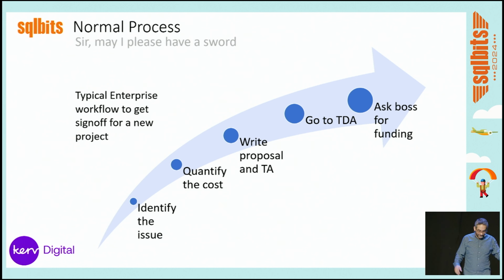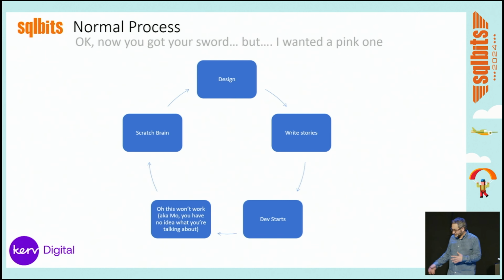We'd go for it. However, reaching that isn't the end of the story. We'd then start the normal development lifecycle, starting with design, writing some stories on ADO or whichever tool we're using at the time. Developers start. They usually come back at that point and tell me, Mo, you're an idiot. You've got no idea what you're doing. This is not going to work. You need to start again.